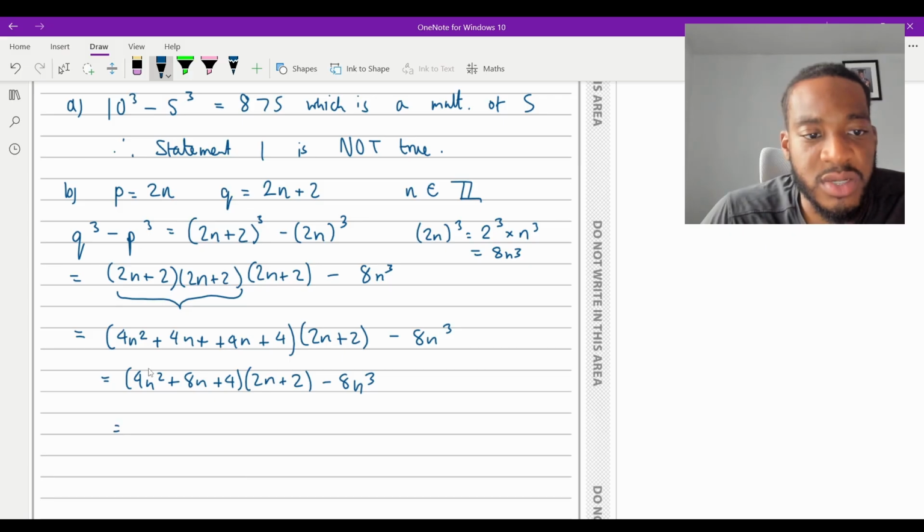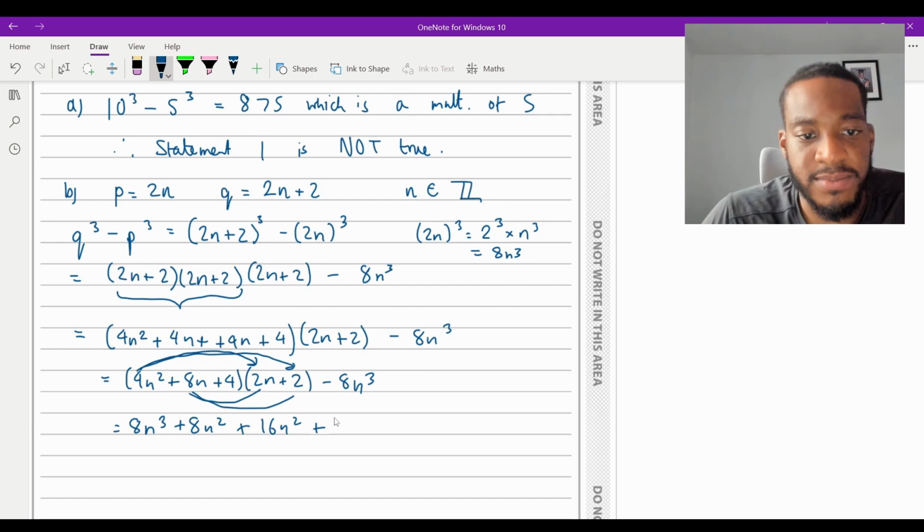And then expanding this one now, it's going to be 4 times 2, which is 8. So it's going to be 8, and then n squared times n is n cubed. So 8n cubed plus this one here, which is going to give me 8n squared, like that. And then this and that is going to be 8n, and 8n times 2n is going to be 16n squared. And then that's going to be a 16n, plus, and then the last one is going to be 4 times 2n is 8n. 4 times 2 is 8. And then we're minusing the 8n cubed, like that.